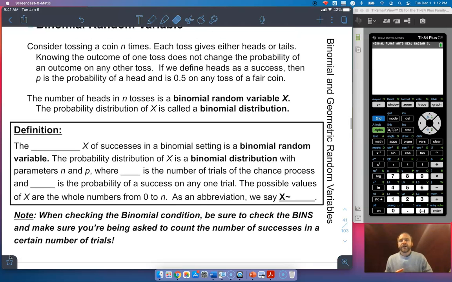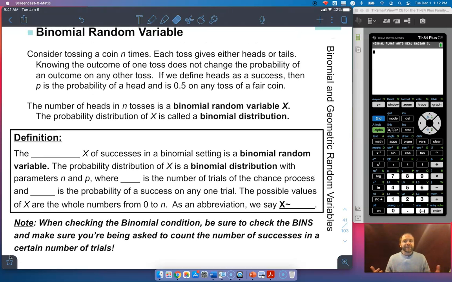So here we go. If you're considering tossing a coin n times, each toss gives either heads or tails. Knowing the outcome of one toss does not change the probability of an outcome of another toss. That makes sense. That's independence. If we define the probability of success to be heads, then we say p, the probability of success, would be 0.5. In this case, the number of heads in n tosses, so I flip the coin n times, in a binomial random setting is the variable X. We call this a binomial distribution for the variable X.